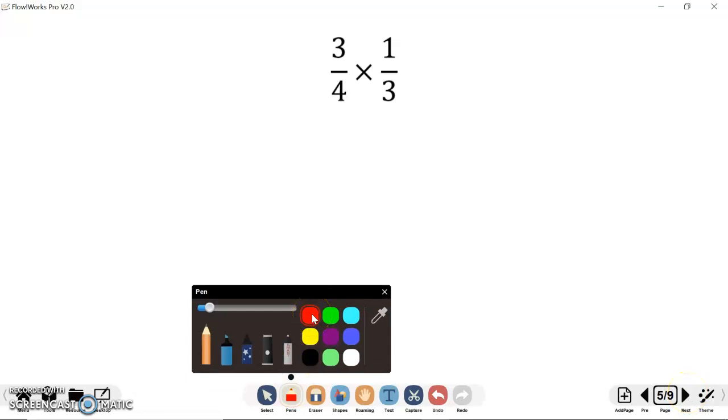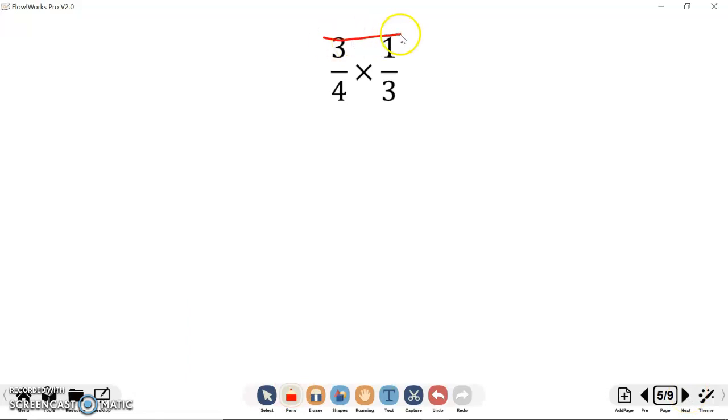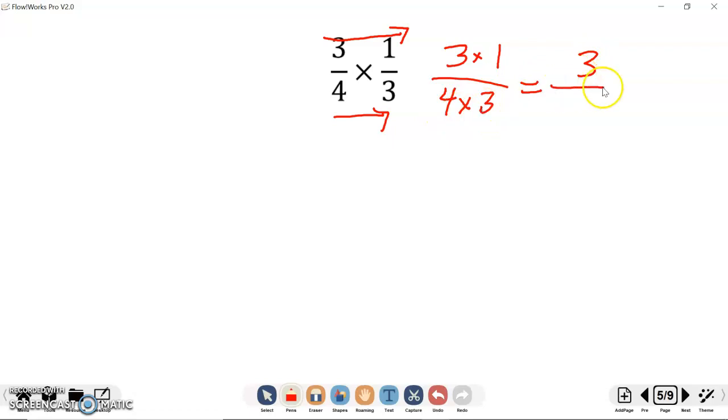All right, here we go. 3/4 times 1/3. 3/4, or 3 times 1 on top, and 4 times 3 on the bottom. So we'd have 3/12. And 3/12, I know I can simplify.